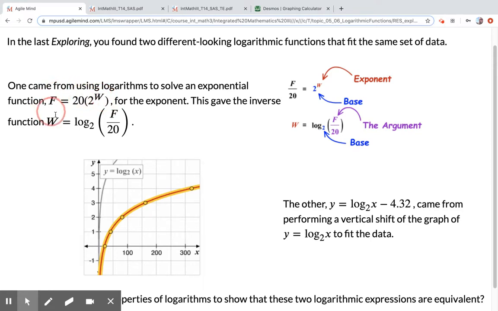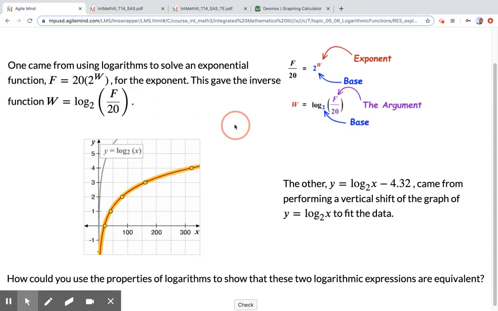We rewrote this as an inverse function. So we divided both sides by 20 and then rewrote it as a log. So log base 2 of f over 20 should equal w. Again, this is all back to last time. But do you also remember that we were playing around with the graph and we noticed that we could do it instead with a vertical shift on it? And so we had log base 2 of x minus 4.32, and this also gave us the same graph.